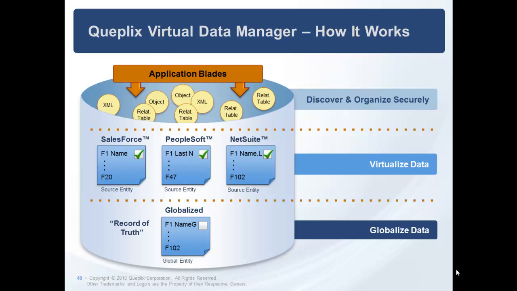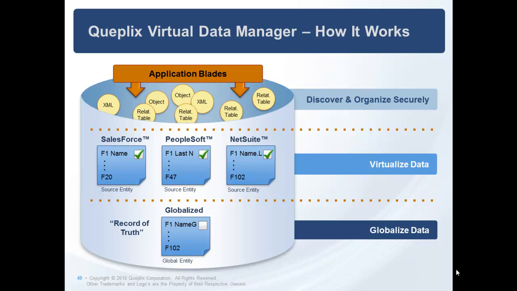I get asked a lot, so how does data virtualization work? Tell me again. So these application blades reach into all the applications securely and discover and organize the data. The data becomes virtualized, right? So you can see it in one place, through metadata. You can see all the metadata. It's abstracted into one consistent format, and now you can start to pull pieces together.